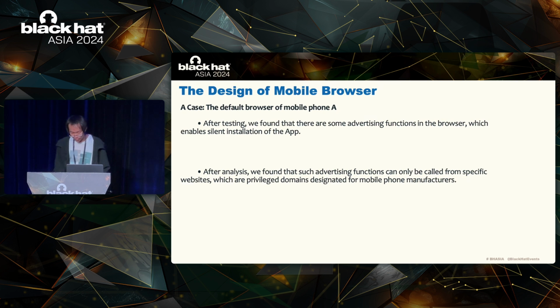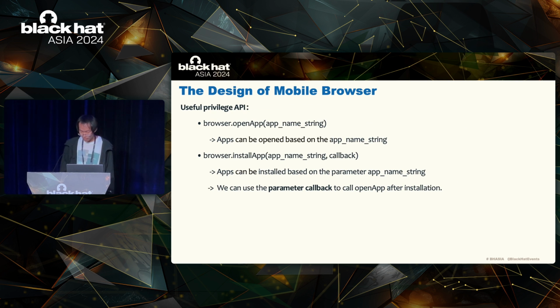There is a case. There are some advertising functions in the target app, which enable silent app install and open. After analysis, we found that such powerful functions are implemented by a JavaScript interface. But these high-risk functions can only be called from a privileged domain.